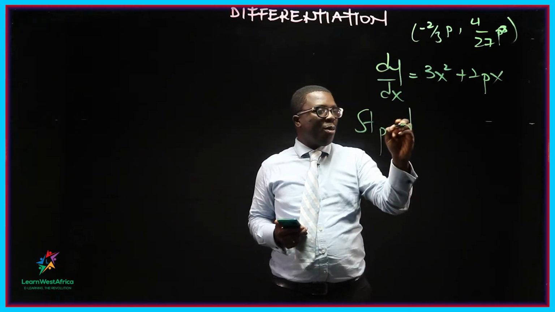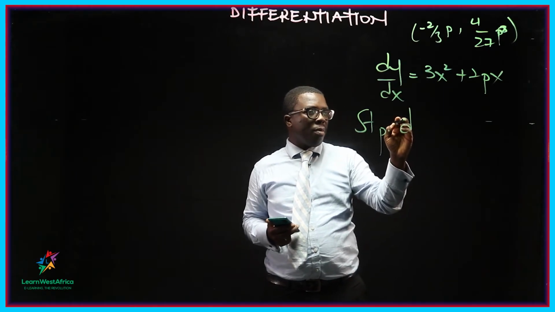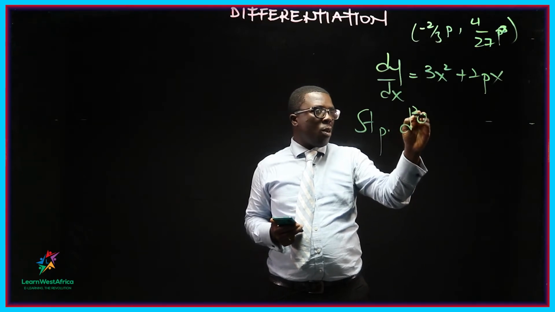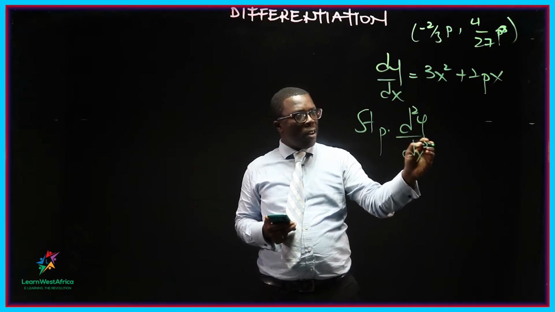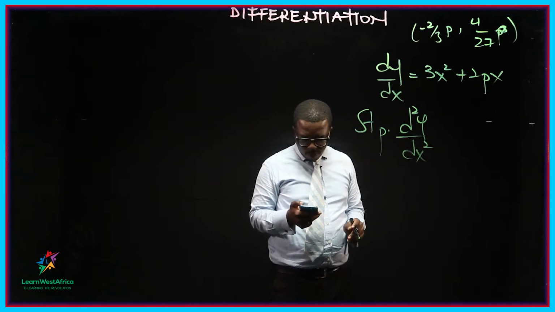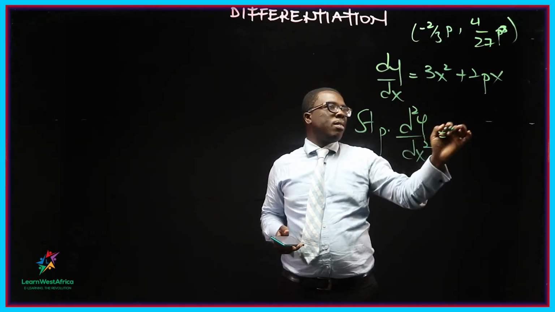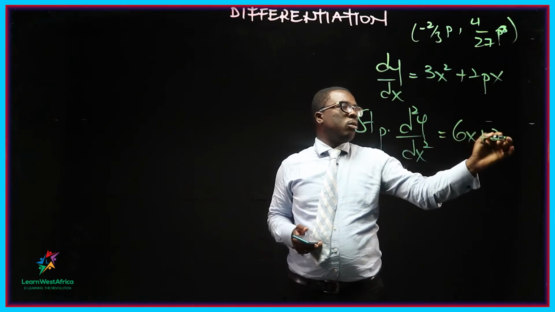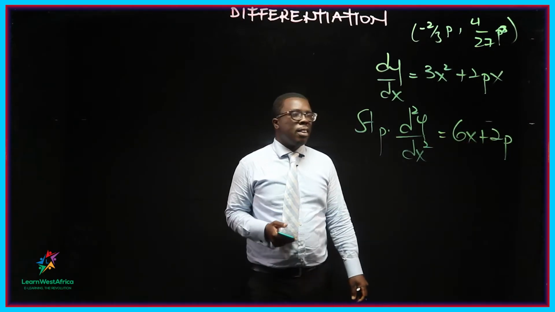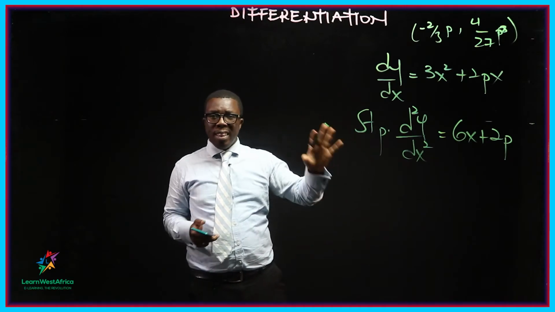Okay, so the d squared y over dx squared. What do we get there? We take the second derivative. So now this is going to give us 6x plus what? 2p. Are you okay? That's the second derivative. So we now slot it in there.